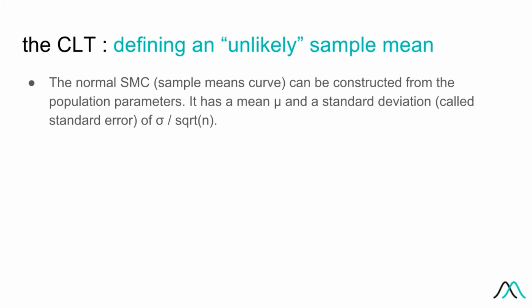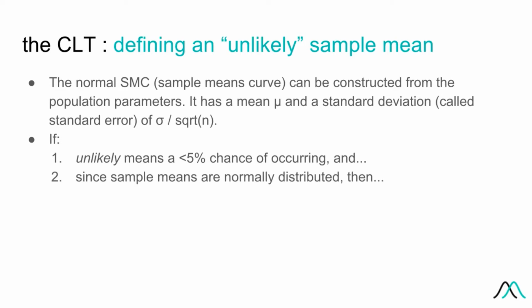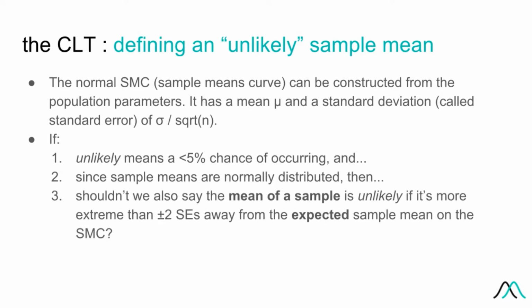Now that we know we can use the normal model to map the SMC, we know that we can also use z-scores to find the likelihood of any particular sample mean value. So the only question is, how should we define what an unlikely sample mean is? Well, if we stick with our current definition that unlikely means a less than 5% chance of occurring, and we know that the SMC is a normal distribution, then we can also say the mean of a sample is unlikely if it's more extreme than plus or minus 2 standard errors away from the expected sample mean. That is, it has an absolute z-score of greater than 2 on the SMC.